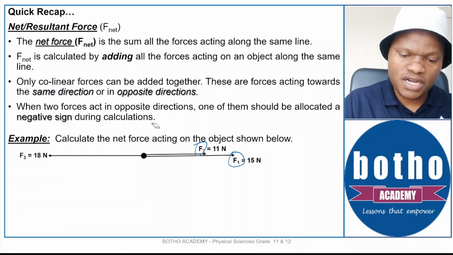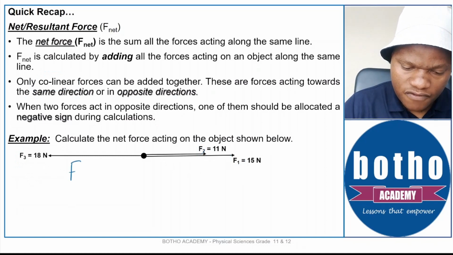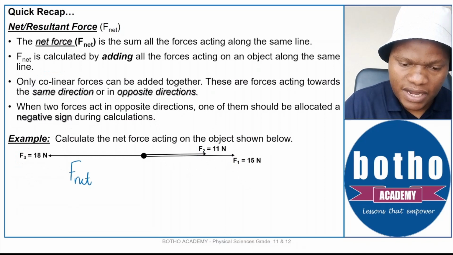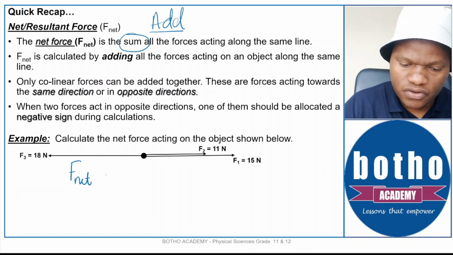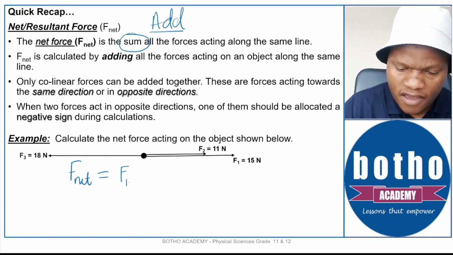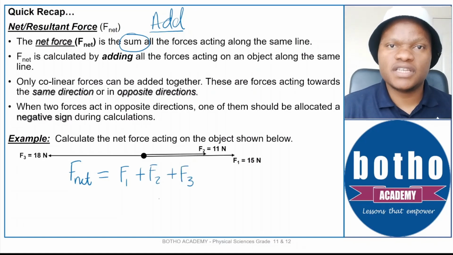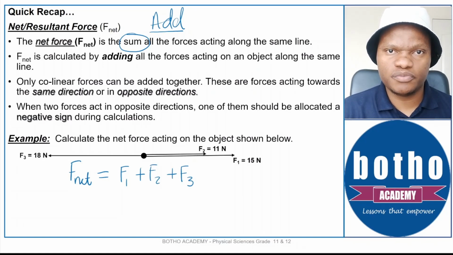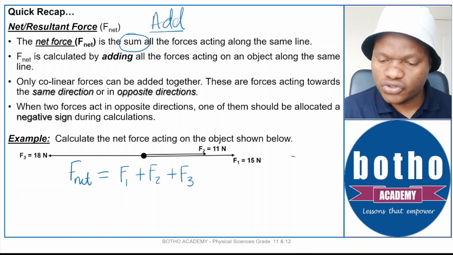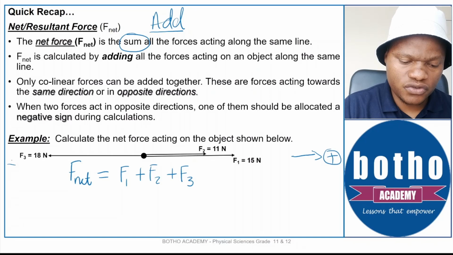If in this case you are required to calculate F net, remember net means the sum, which means to add. To get the answer, you're going to say F net is equal to F1 plus F2 plus F3. Remember what I said about the direction. It is good practice to indicate which side you choose to be positive. In my case, I'm going to choose to the right as positive. You can write it in words and say to the right as positive and to the left as negative.